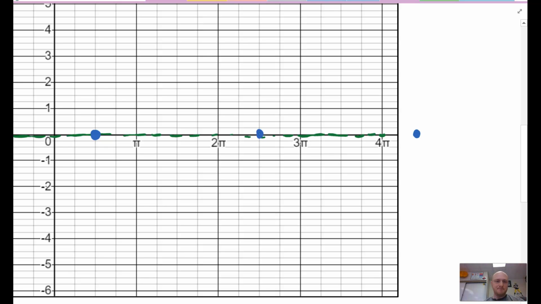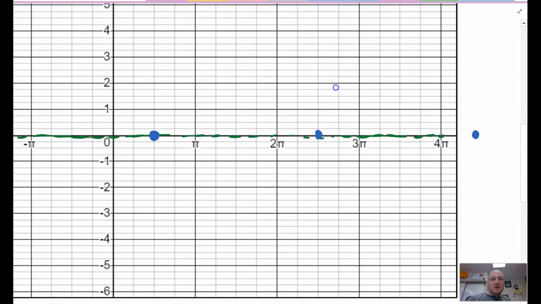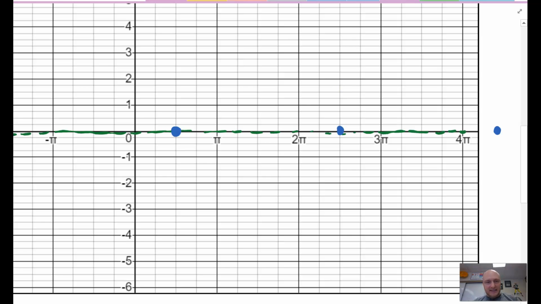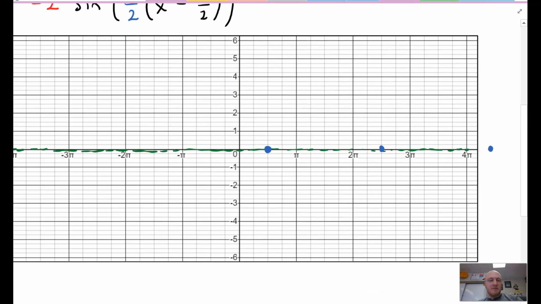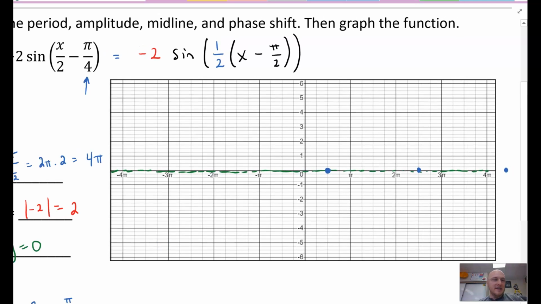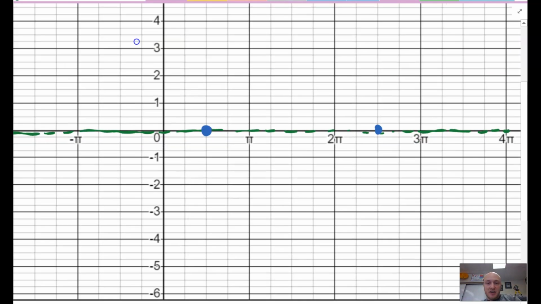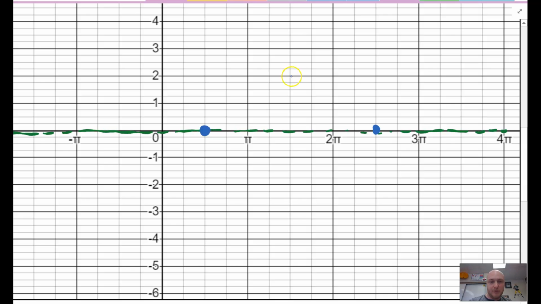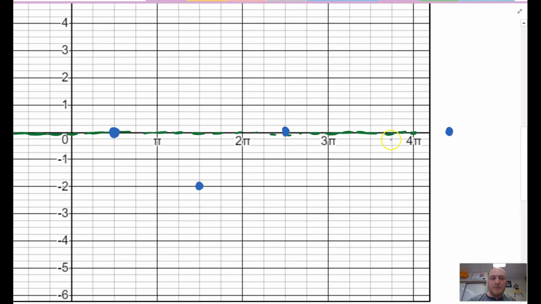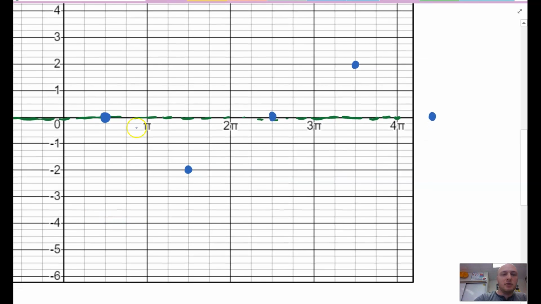There's our other midline. Now I need to cut that in half. That's normally going to be my maximum, but I have a vertical reflection. My a value is -2. So instead of going up 2 units, an amplitude of 2, up to a maximum, I'm going to go down to a minimum right here. And then in this area of my graph, I'm going to go up to my maximum. So there is one cycle of my graph.